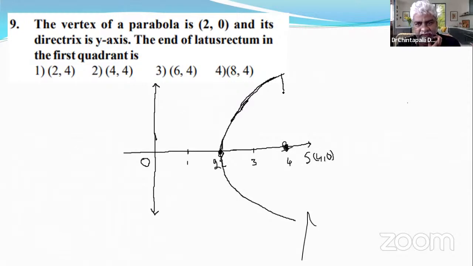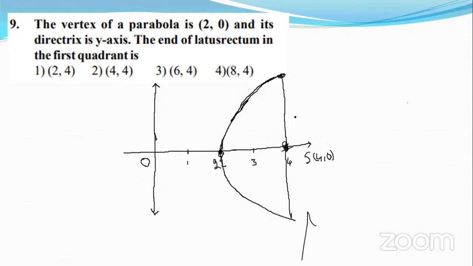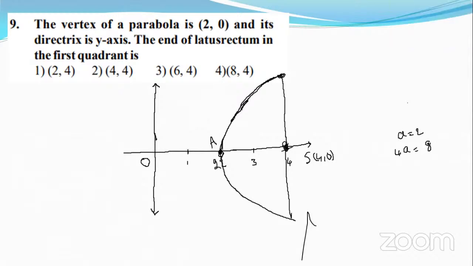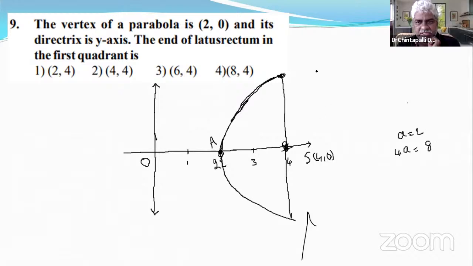And it is the latus rectum. Do you know the length of the latus rectum? It is 4a. What is a? The distance from 2 to 4. That's 2, sir. Yes, very good. So a is equal to 2. That means the length of the latus rectum 4a is equal to 8. So this total distance is 8 units.